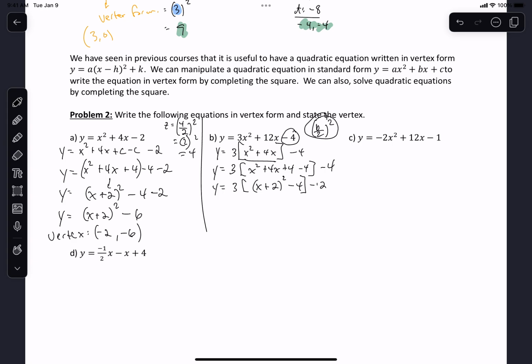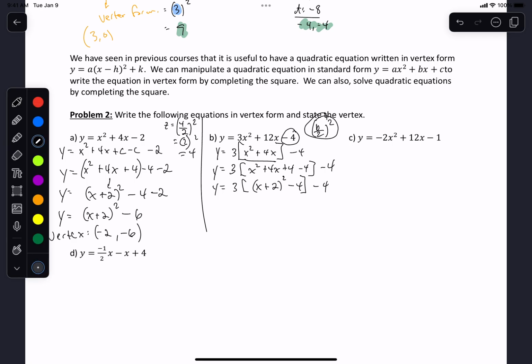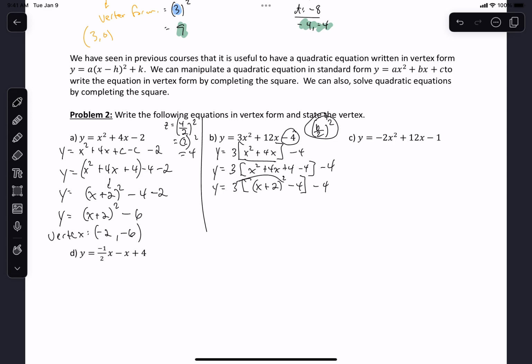Okay, and now I'm going to get rid of those square brackets. I'm sorry, minus 12. I'm one step ahead here. Okay, I'm going to distribute that 3 in. It's going to stop at the round brackets. And so I finally get that minus 16. And so the vertex here is going to be negative 2, negative 16.